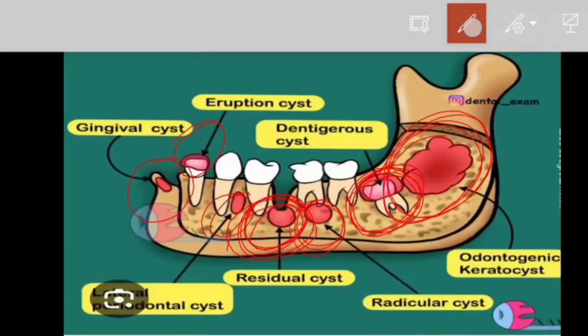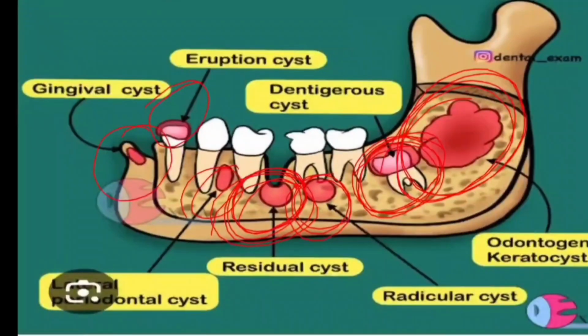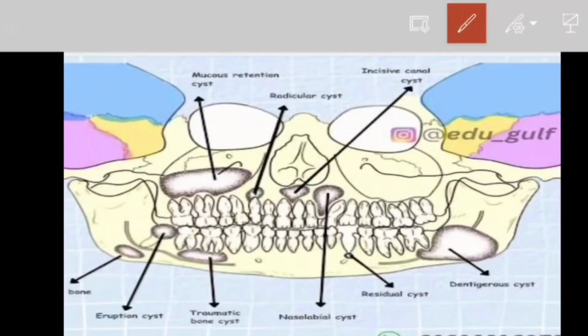Okay. Question for you. If I show you a cyst around the root of a tooth, so what will you answer? Yes, that is a radicular cyst. And if I show you a cyst around the crown of an unerupted tooth, the answer is dentigerous cyst. So student, the relationship of a cyst with a tooth is a very important clue. Okay. Now student, let's understand this diagram of a cyst of the oral cavity in the maxilla.